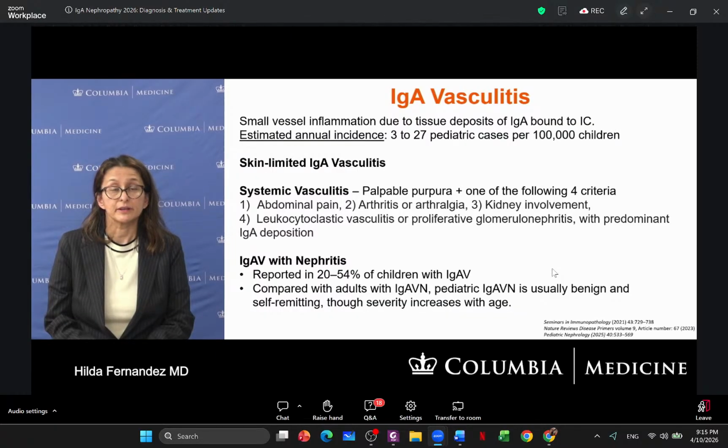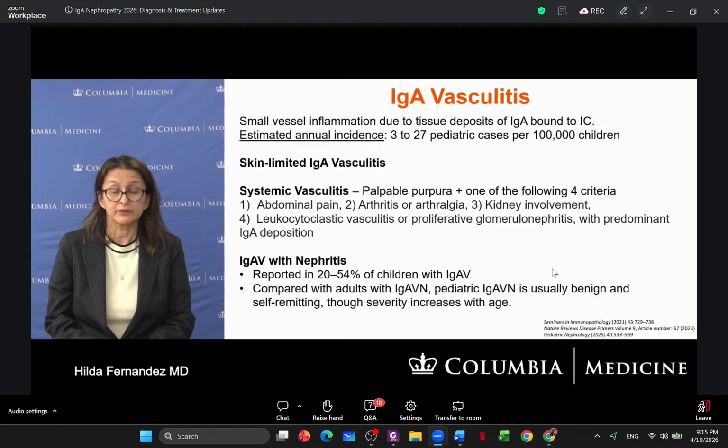And it can have a variety of flavors. You can see skin-limited IgA vasculitis. You can also have the HSP picture, the Henoch-Schönlein purpura with the systemic vasculitis with palpable purpura, and one of the following criteria of abdominal pain, arthritis, kidney involvement, leukocytoclastic vasculitis or proliferative GN with a predominance in the IgA deposition. Specifically, the renal manifestations are called IgA vasculitis with nephritis, and it's reported in up to 54% of children with IgA vasculitis.